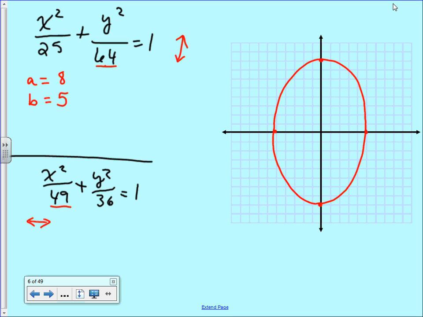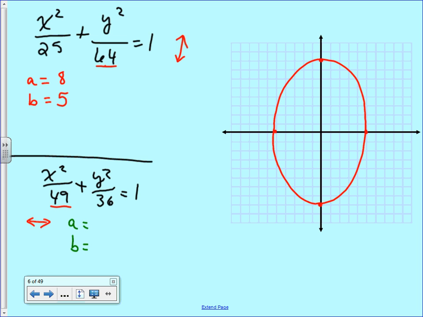Voila. Now, going to the next one, x squared over 49 plus y squared over 36 equals 1. We need A and B. If you have another color, it's nice to just do this other one in another color if you have a chance.